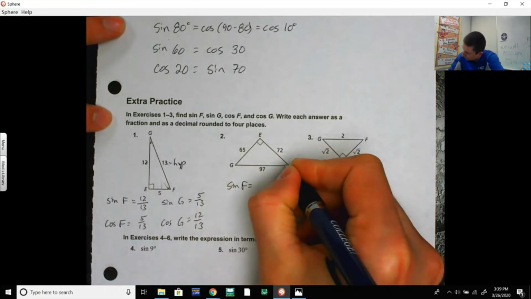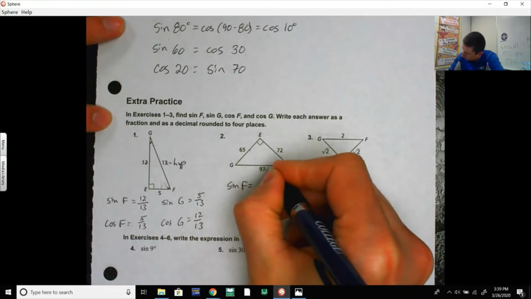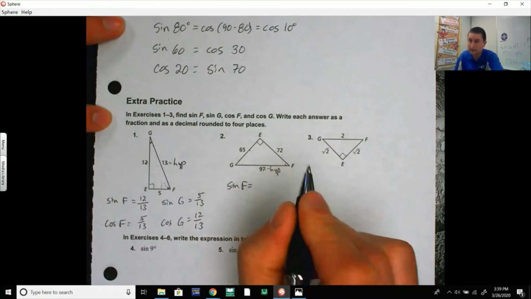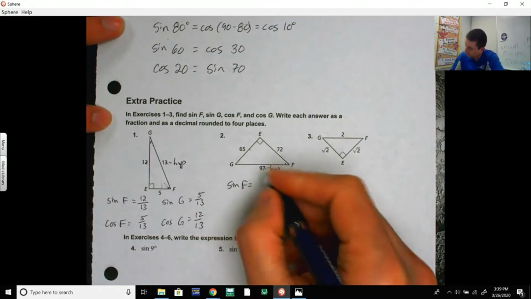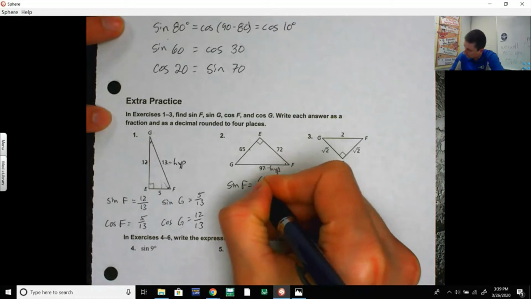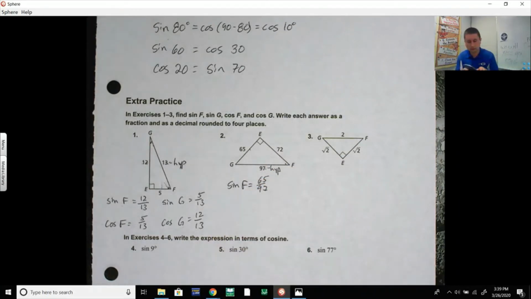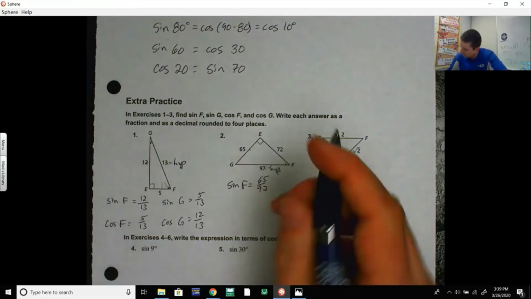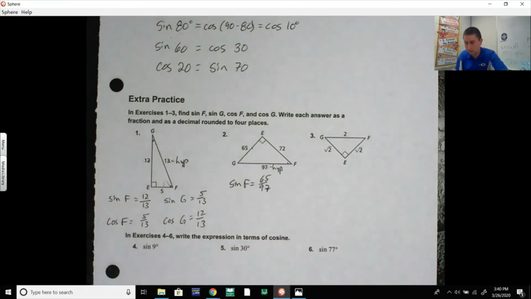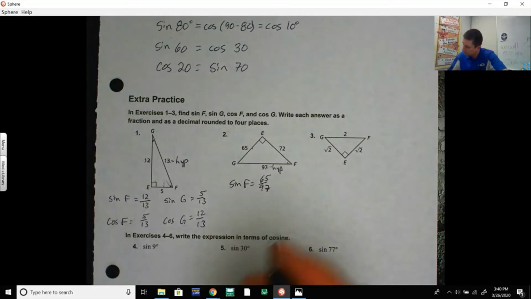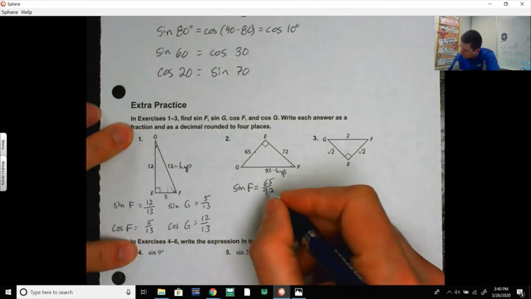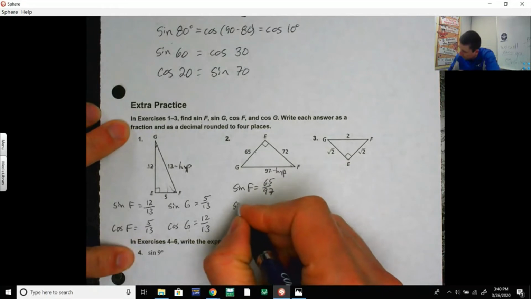Sine of f. Opposite over hypotenuse. This is my hypotenuse. Make sure the longest side is the hypotenuse. The sine of f would be 65 over 97. Does that reduce? You need to check to see if that reduces. 97, I don't think that would. Some of you probably already know it. Nope. The sine of f equals 65 over 97.